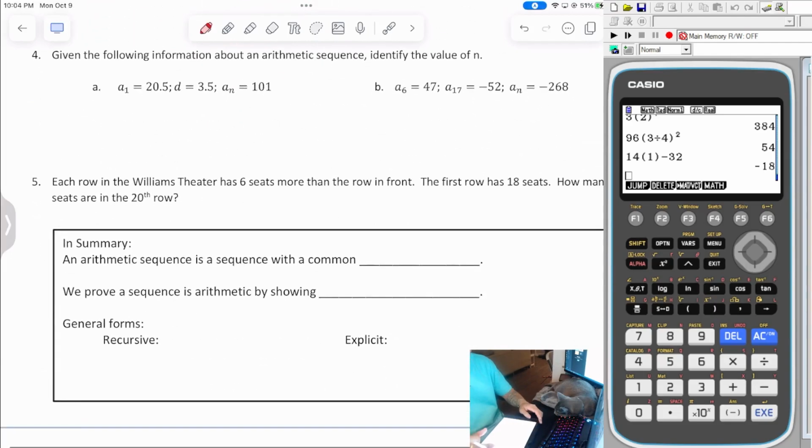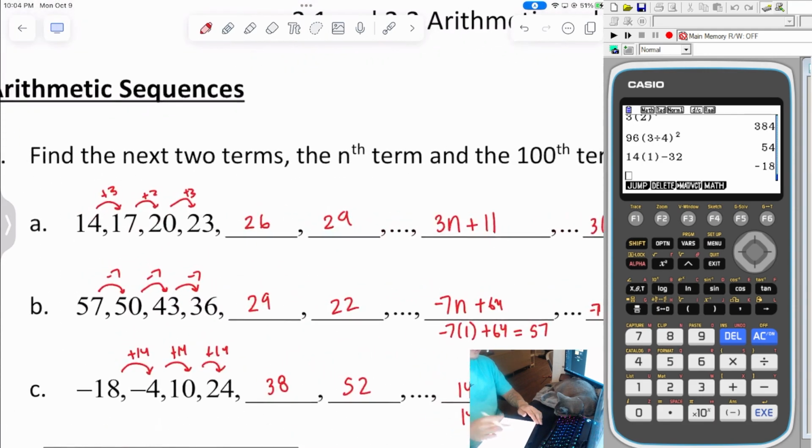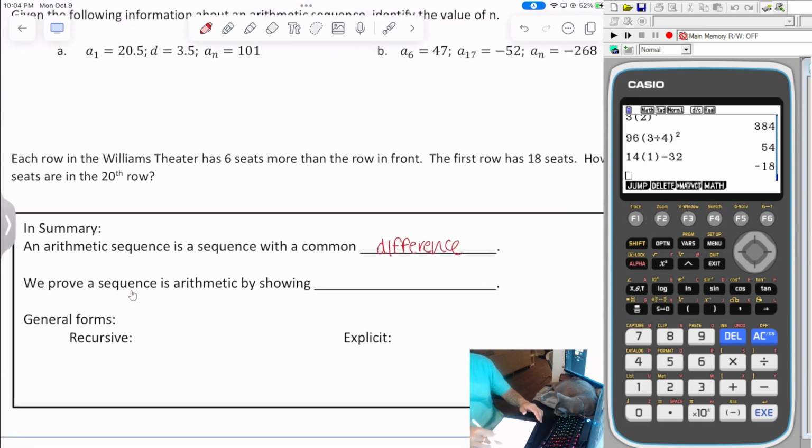Let's go to the bottom here and summarize what we've been able to already see. An arithmetic sequence is a sequence with a common difference. What they're describing here is what we notice happened from each number of the sequence. For example, the first one, we were adding 3 each time. Second one, subtracted 7. And third one, we added 14. So there's our difference amongst each number of the sequences. That's what they're describing in this statement.